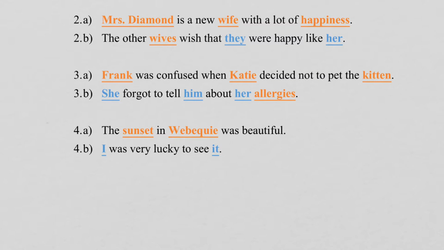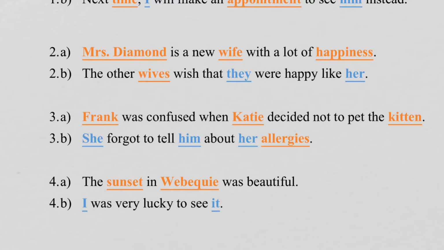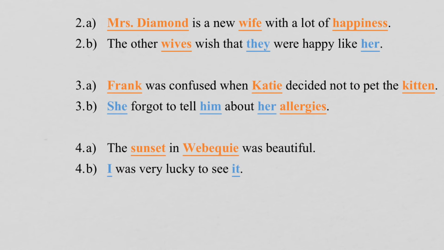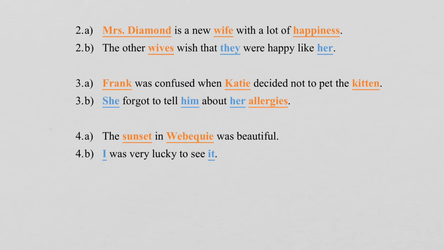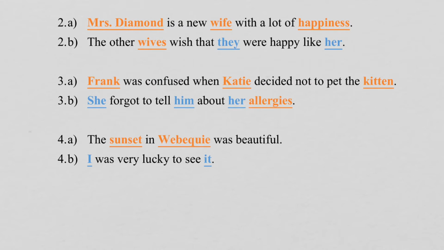Second set of sentences. 2a. Mrs. Diamond is a new wife with a lot of happiness. So we've got 3 nouns. Mrs. Diamond, a specific person. Wife, it could be any wife, it's just a common noun. Happiness, that's a thing, it's a concept. 3 nouns. Then in the second sentence we have 1 noun, and it's actually a plural noun, and then 2 pronouns. The other wives wish that they were happy like her.